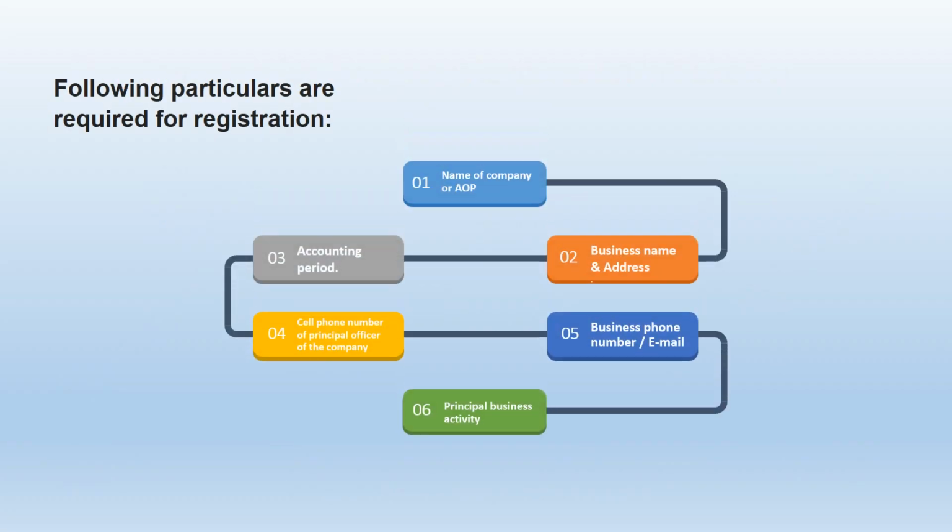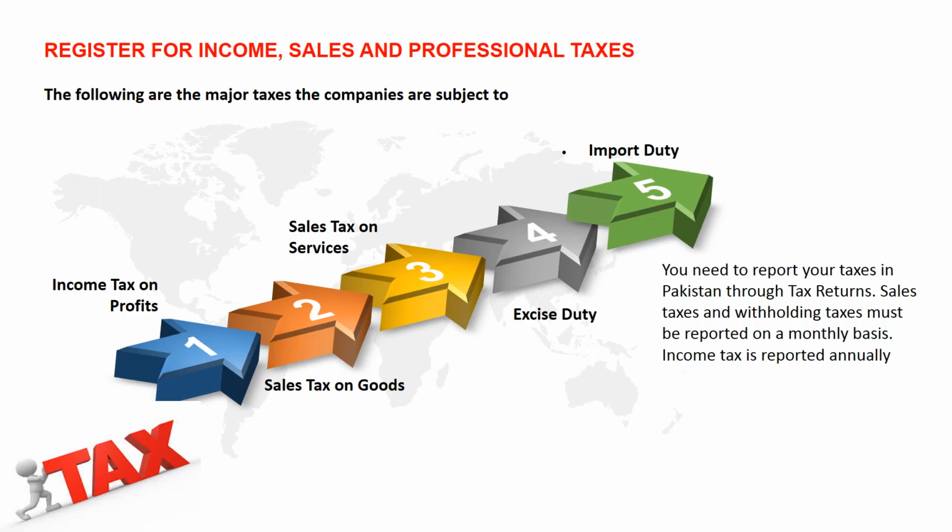The following particulars are required for registration: name of company or AOP, business name and address, accounting period, cell phone number of principal officer of the company, business phone number, email, principal business activity. Register for income, sales and professional taxes.